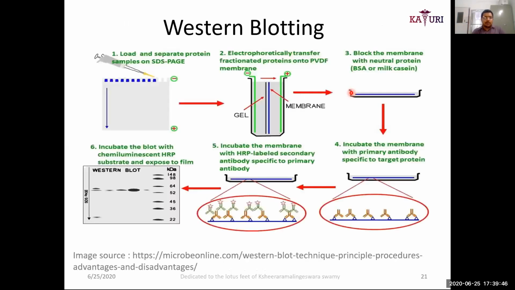This is the schematic representation of Western blotting, told in a nutshell. First, you load the separated protein samples on SDS-PAGE, and after they are separated, we transfer the proteins electrophoretically onto a PVDF membrane, which can be used for further processing. In the next step, we block the membrane using BSA or milk casein, and then we add the primary antibody to the target protein.